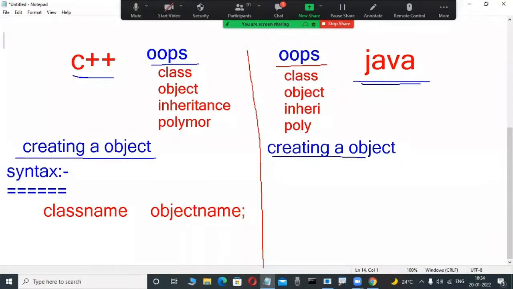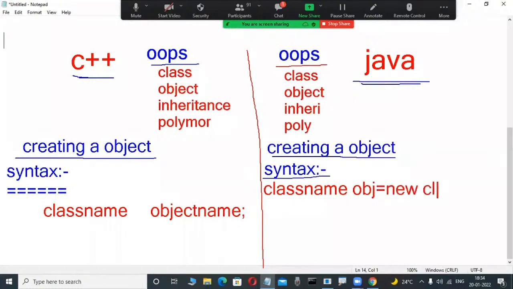Anybody technical persons here? Maybe tell me roughly the syntax. Maybe so many fellows are good at Java, Python, these languages from their academic career. Yes, very good, some fellows are telling correctly: class name, space, object name is equal to new class constructor. Is some other syntax there or not?